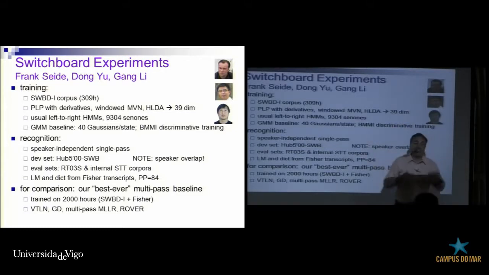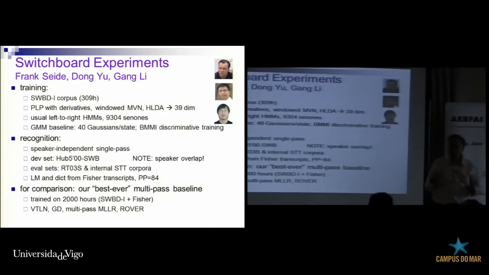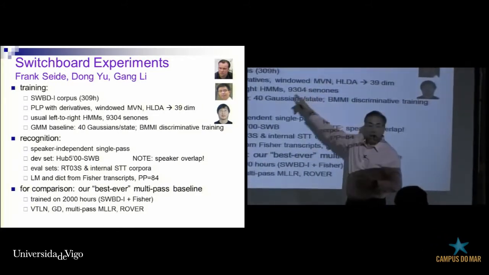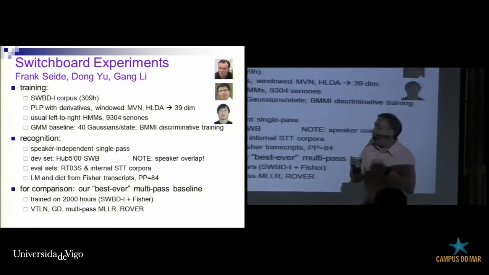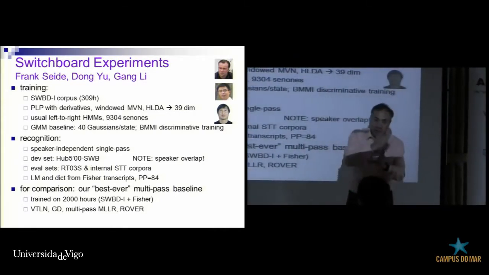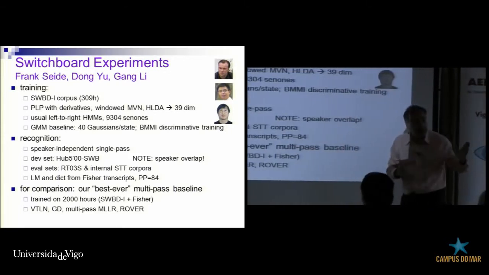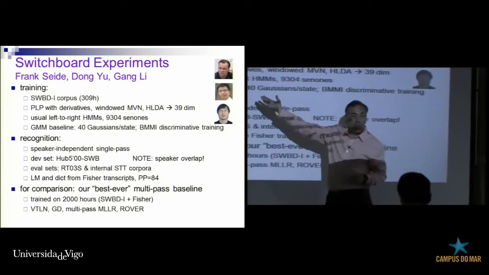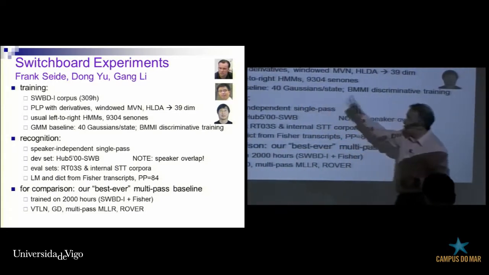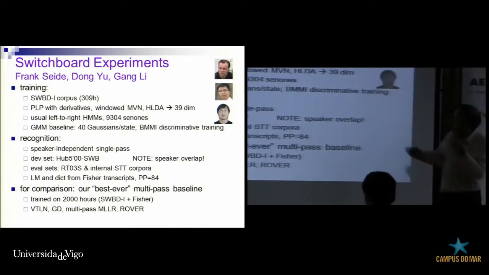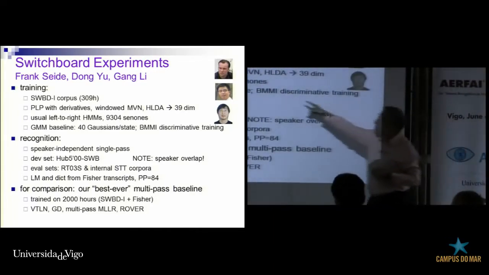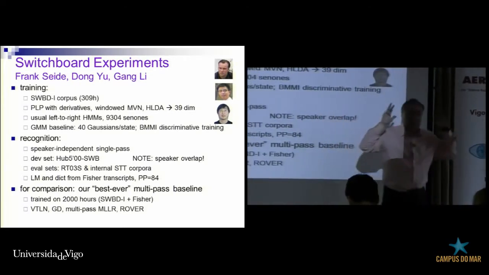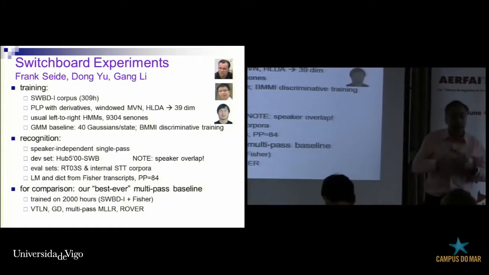For the purpose of this discussion, it's not that important, other than this is the state-of-the-art feature that people typically use. This is, again, all the distributions that we model, over 9,000 different distributions, depending on the phonetic context, in a left-to-right hidden Markov model, so that they move in time in the same direction. You don't go back in time. And we use a typical baseline, which has 40 Gaussians per state, a mixture of Gaussians, and a discriminative training process, boosted MMI, maximum mutual information. So that's just to say this is the typical baseline for a state-of-the-art system.